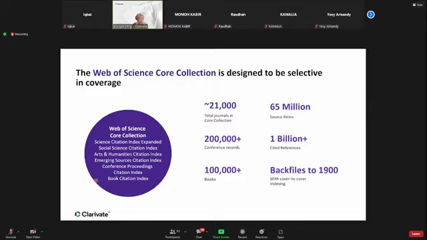One thing to take note of is that the Journal Citation Reports cover these 4 indexes. However, not all 4 indexes' journals have a journal impact factor. Only the Science and Social Sciences Citation Index journals have a journal impact factor. Okay.